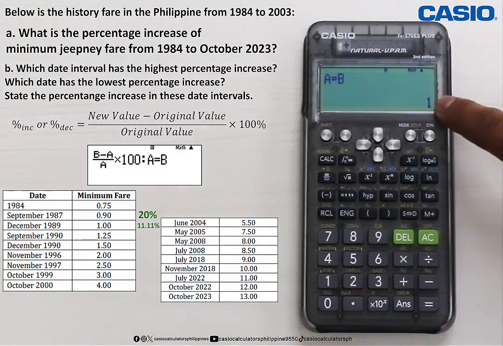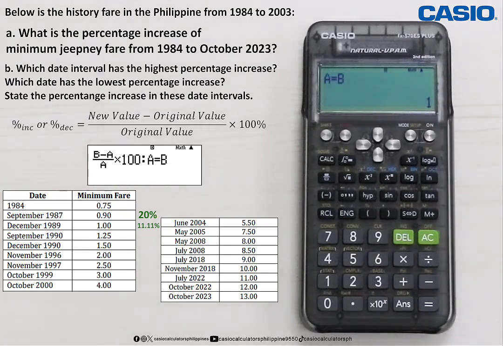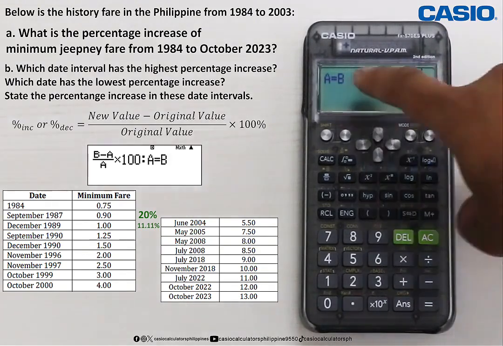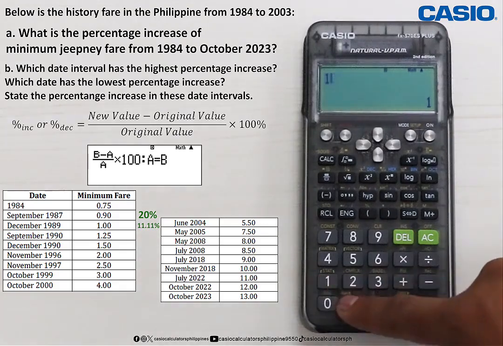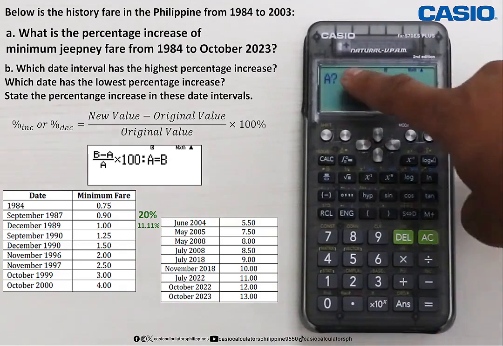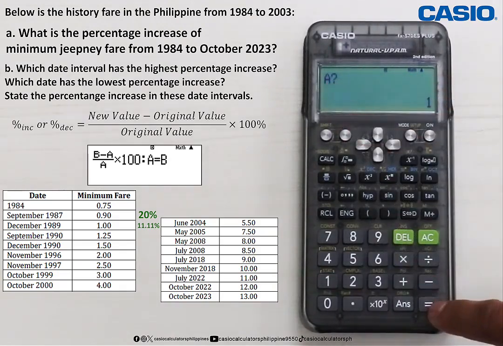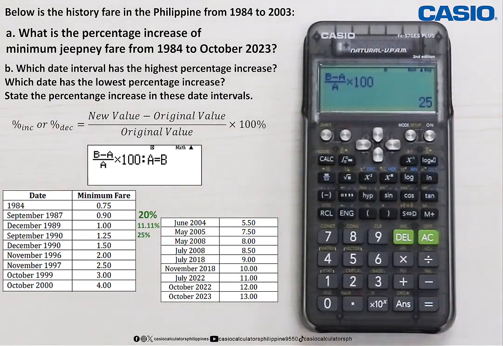Then we do this again. The 1 peso, the new value from the increase of 1987 to 1989, will now be stored as the original value for our next percentage increase from 1989 to 1990. If you press equal sign again, the calculator will ask what will be the new value for 1990. That will be 1.25 pesos, and the original value becomes 1. Press equal sign, and it will give that the percentage increase is 25%.